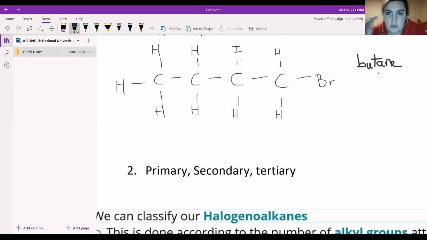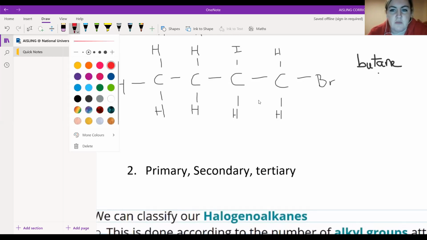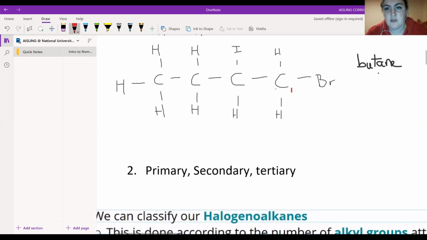We want to get the lowest kind of numbering possible. So for example, let's say I wanted to number the carbons from right to left. I number it 1, 2, 3, 4. So if I numbered it like this, I would essentially have 1 bromo, 2 iodobutane.